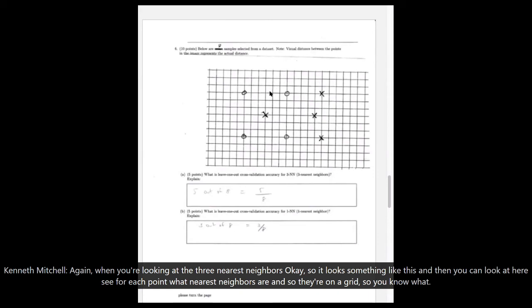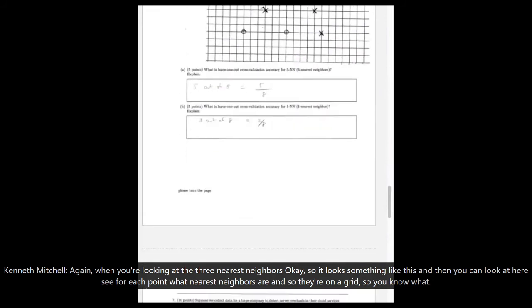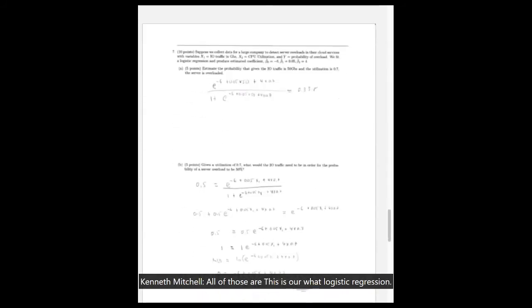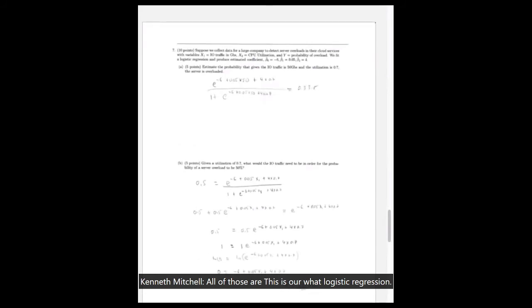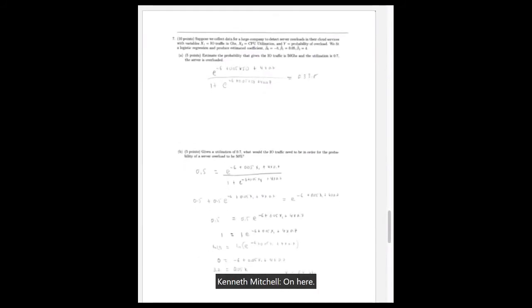Okay, so it'll look something like this, and then you can look at here and see for each point what the nearest neighbors are. And so they're on a grid, so you know what all of those are. This is our logistic regression, down here, where you can get these.